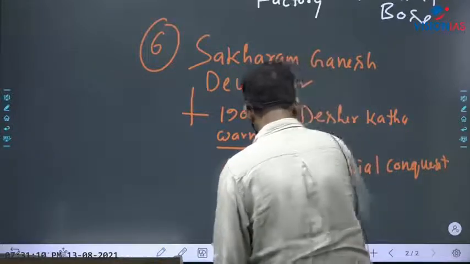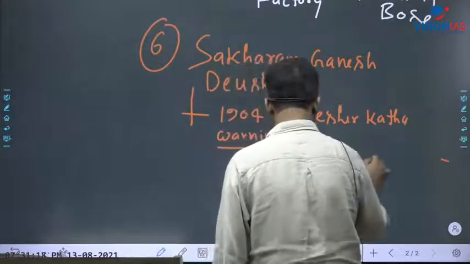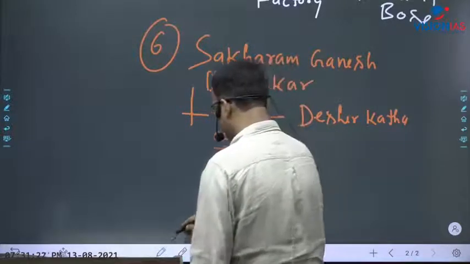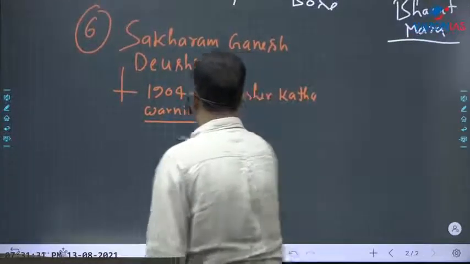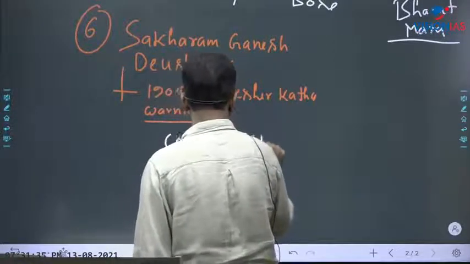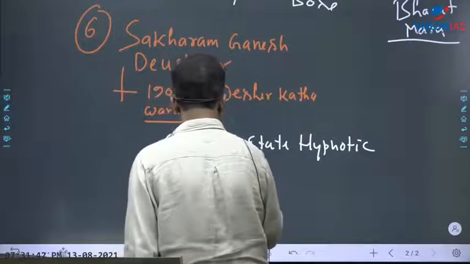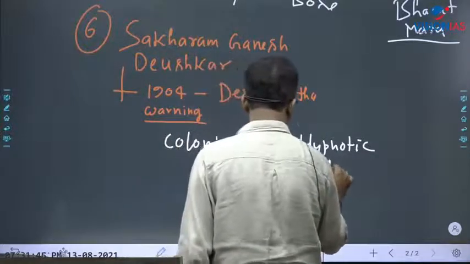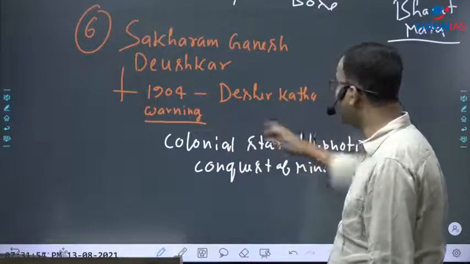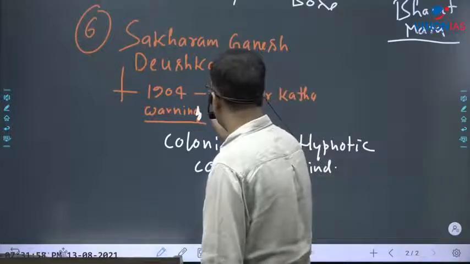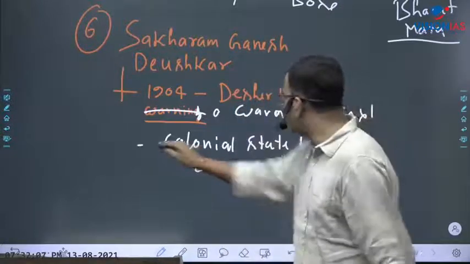Or in other words, let me write it. Just give me one minute. I'm writing it. So, colonial state, hypnotic conquest of mind. In 1904, he wrote this booklet, and in it he warned against this. And what is this? Colonial state hypnotic conquest of the mind.